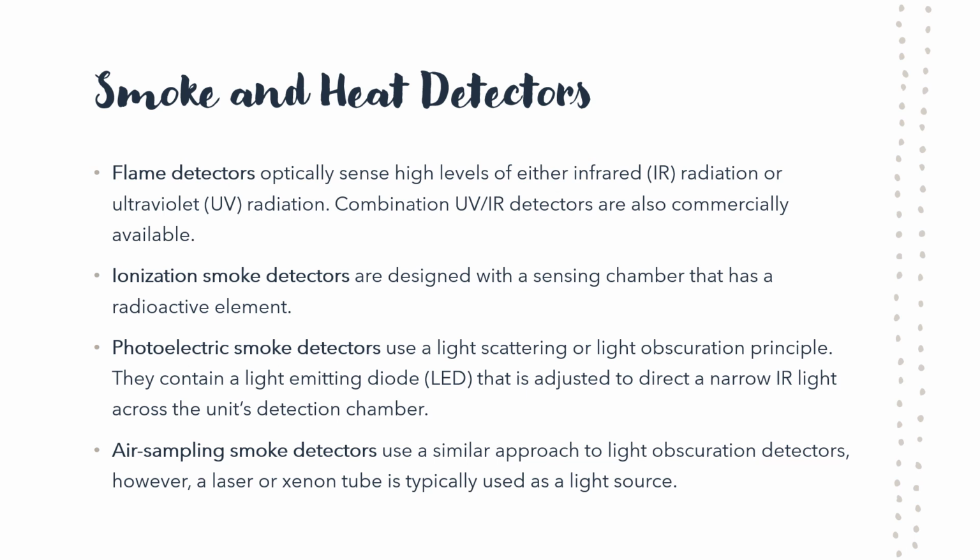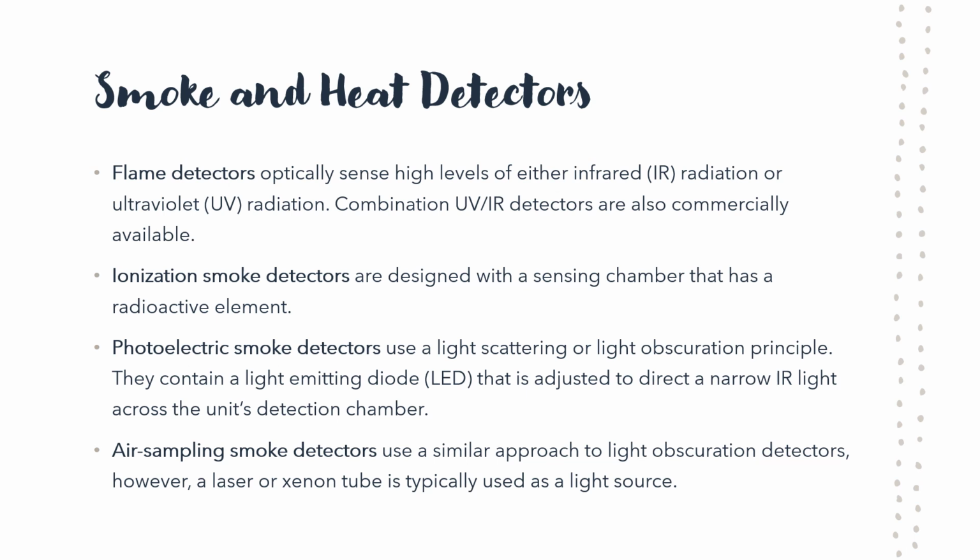Flame detectors optically sense high levels of either infrared radiation or ultraviolet (UV) radiation. Combination UV/IR detectors are also commercially available. Ionization smoke detectors are designed with a sensing chamber that has a radioactive element. Photoelectric smoke detectors use a light scattering or light obscuration principle.